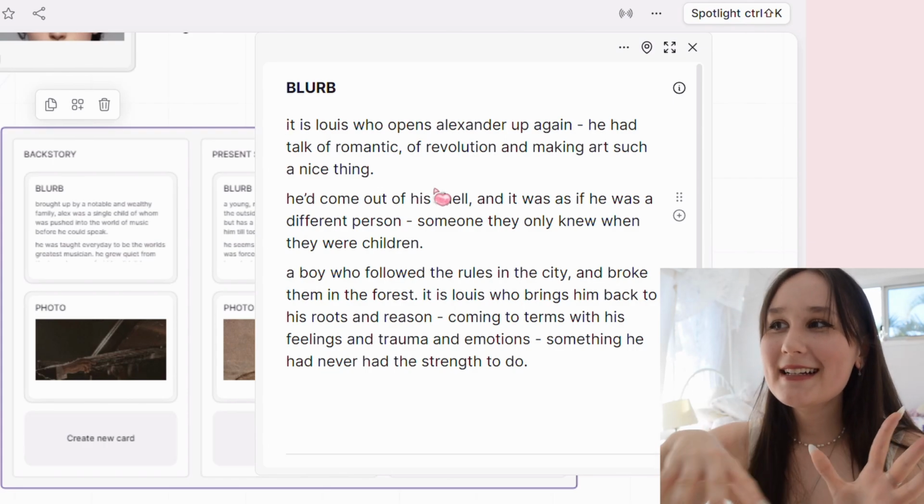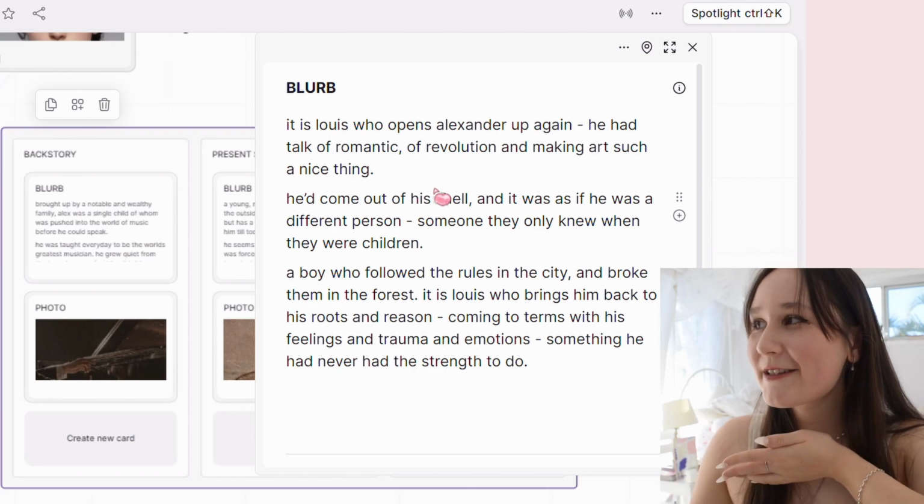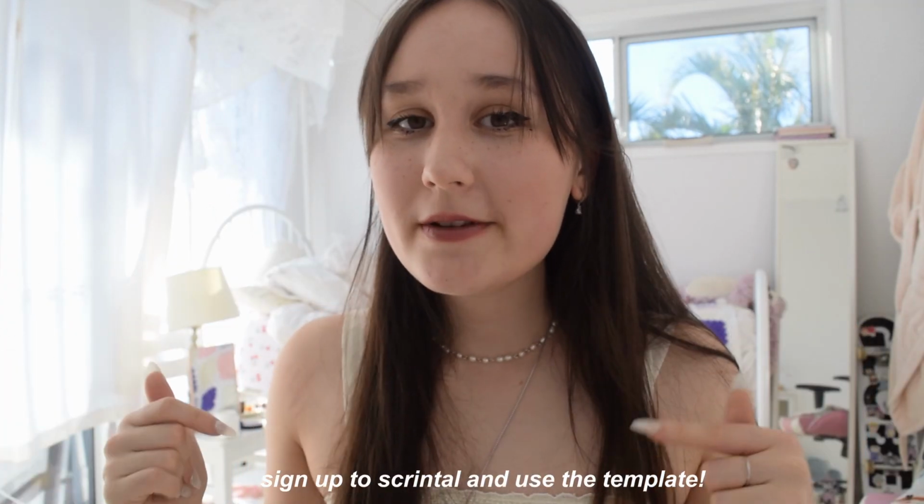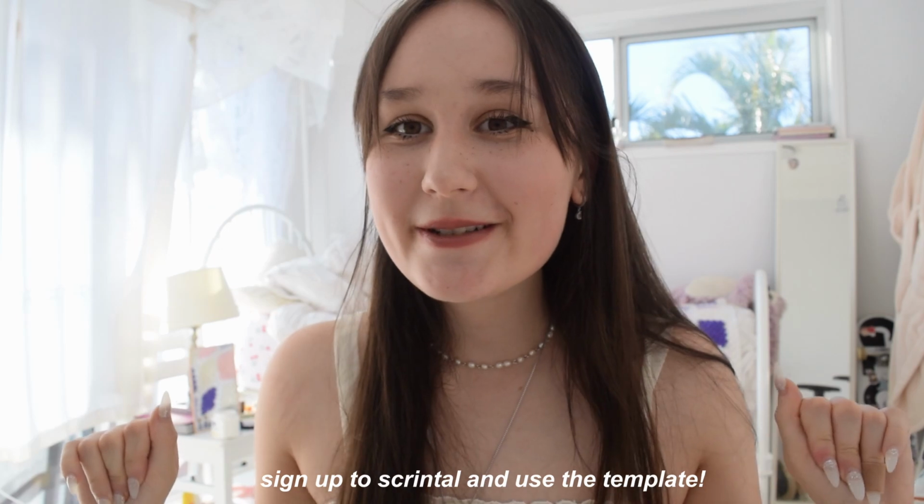But anyways, that is how I brainstormed my book. Again, this template will be down below for you guys to download and use in your Scribble. I'm just so excited to see what you guys come up with.